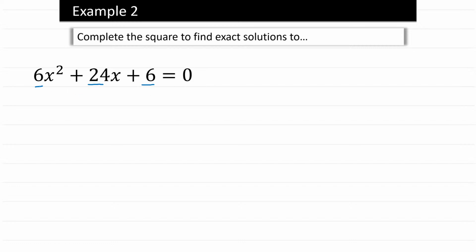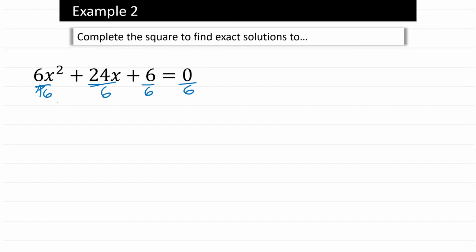Now, can I get rid of this 6 somehow? Yes, I can. I can divide all the terms by 6. So divide by 6 here, divide by 6 here, divide by 6 here, and also divide by 6 here, because it is an equation. You must divide by 6 on both sides.